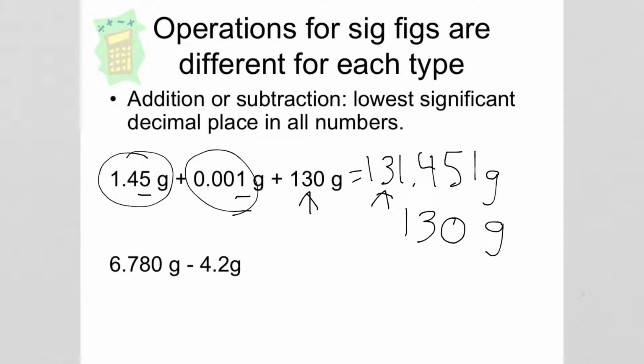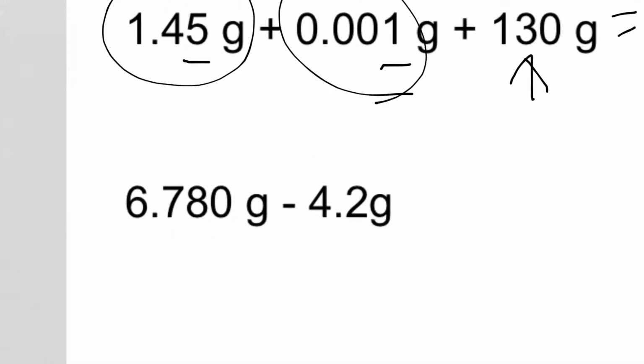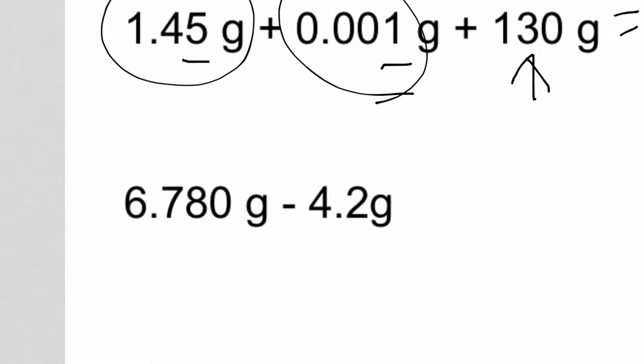So even though we added 2 other things to it, based off the very low precision of the 130, we can't say with any confidence that it would be anything higher than 130. Unlike this, what we have in the subtraction, we have the tens place and the tens place.